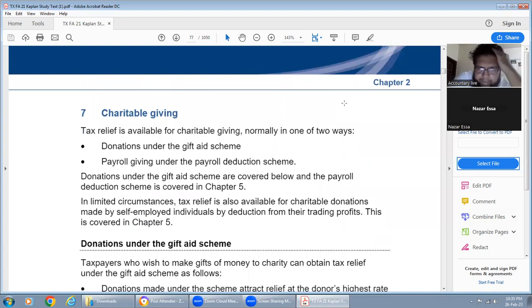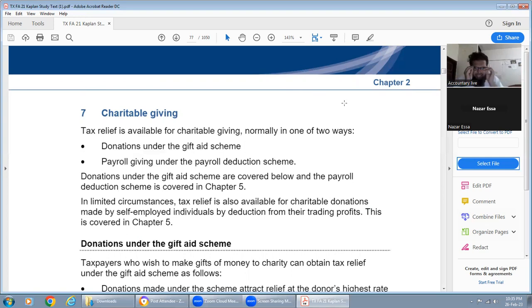Then we have charitable giving, Sadaqah. Tax relief is available for charitable giving, normally in one of two ways: donations under the Gift Aid scheme, or payroll giving under the payroll deduction scheme. Donations under the Gift Aid scheme are covered below and the payroll deduction scheme is covered in Chapter 5.